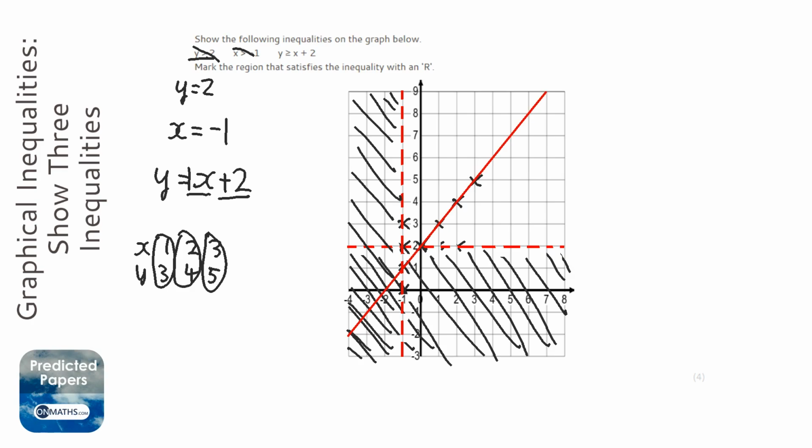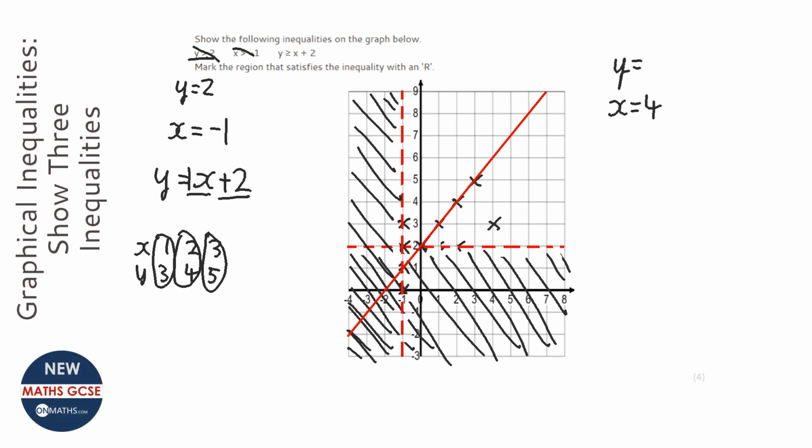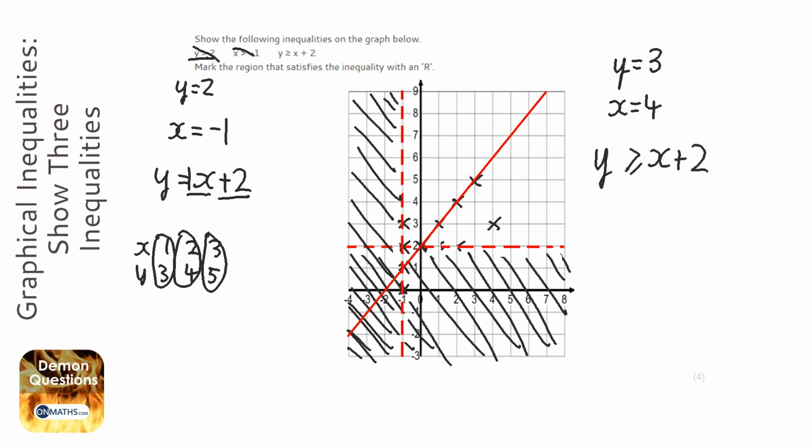Okay, now the complicated part of this is figuring out which side of this line to shade in. So what I do is I always pick a point. So let's pick this point here. It doesn't matter which point you pick. So at that point there, x is 4 and y is 3. So what we want is y to be greater than or equal to x plus 2.